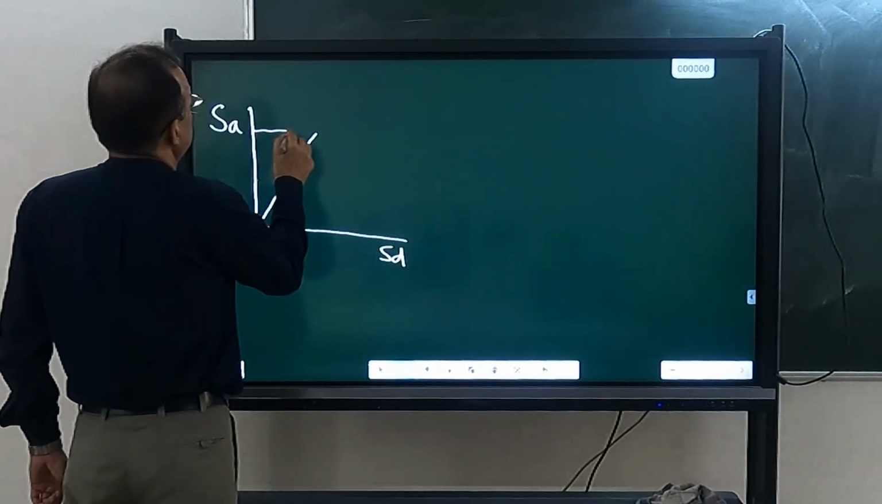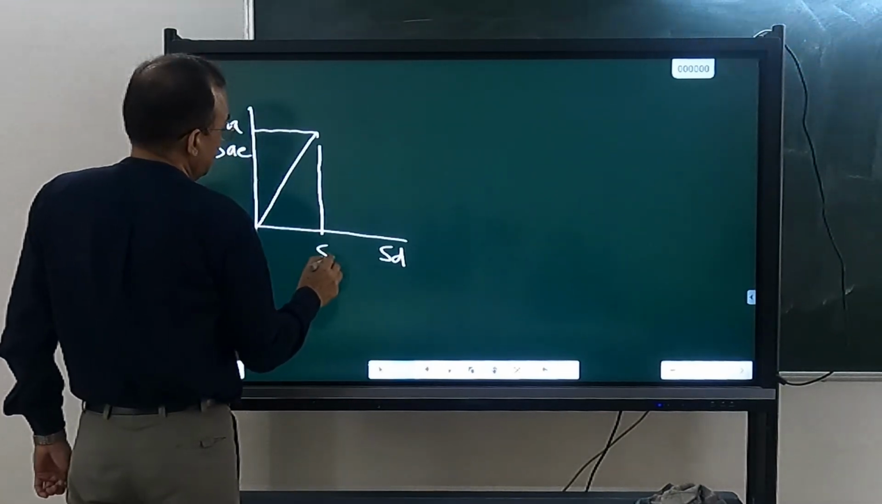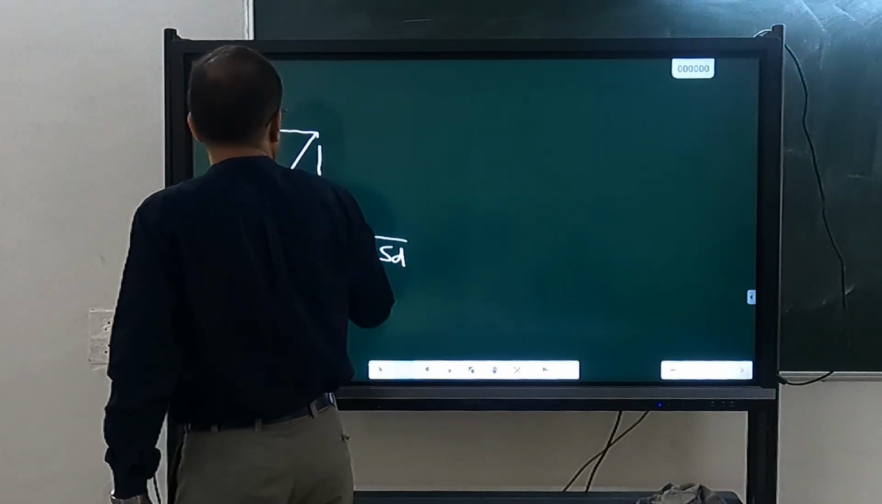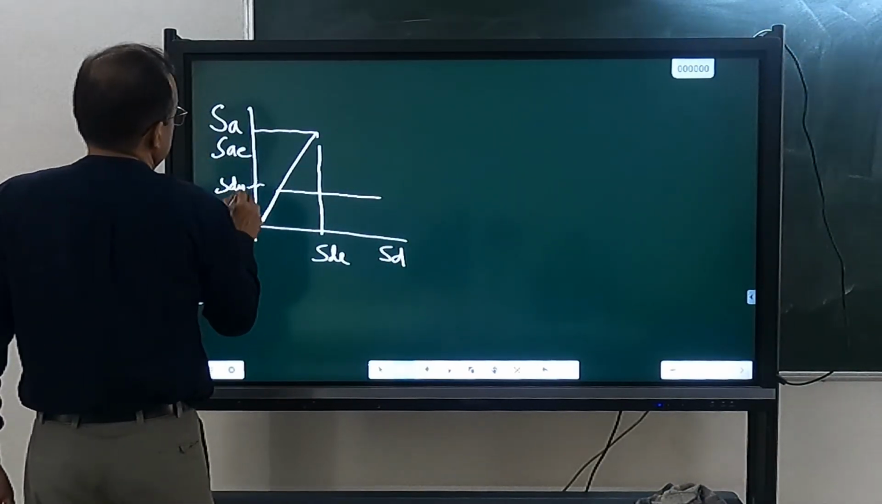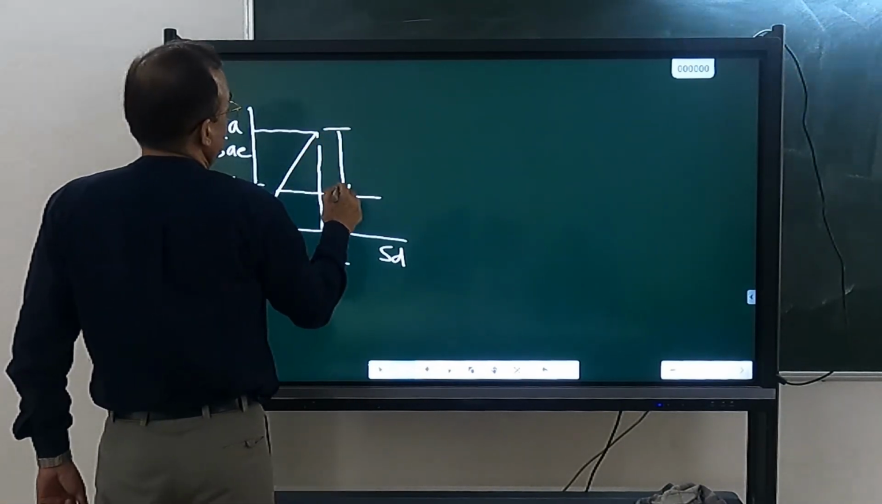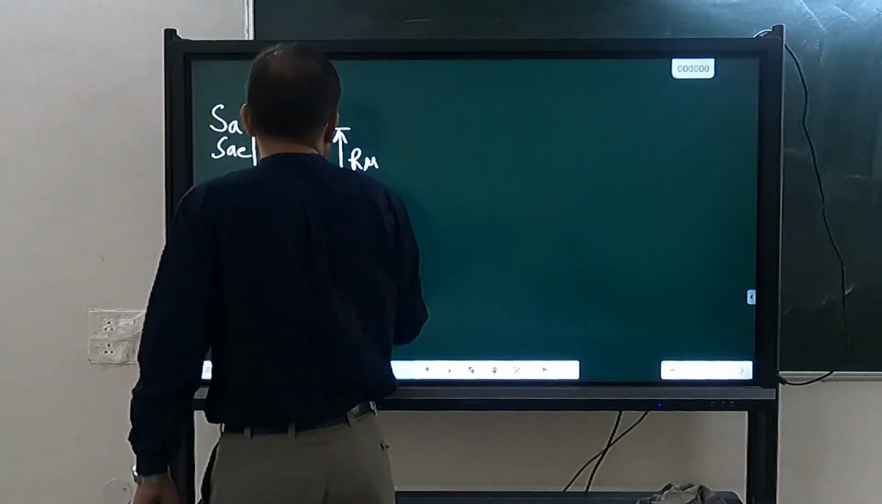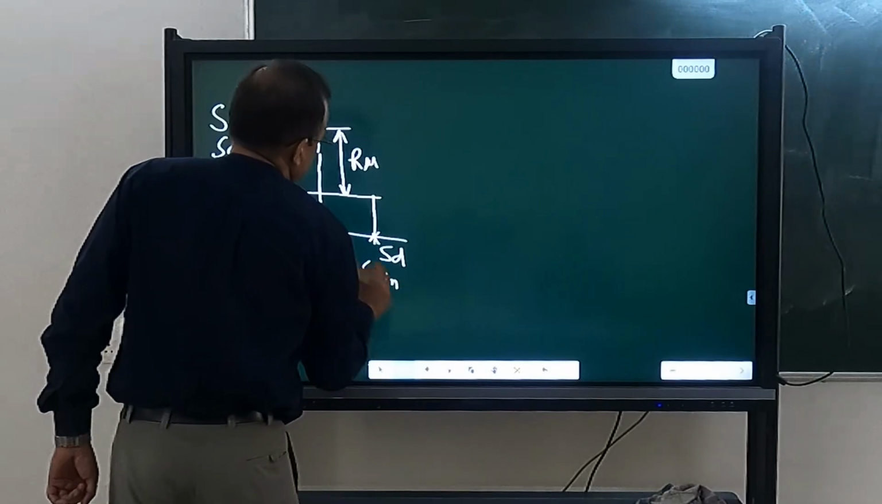This is the elastic system. This is SAE, this is SBE. This is the inelastic system. This is SBY. This is our ratio, not the difference. Ratio. And this is our SB inelastic.